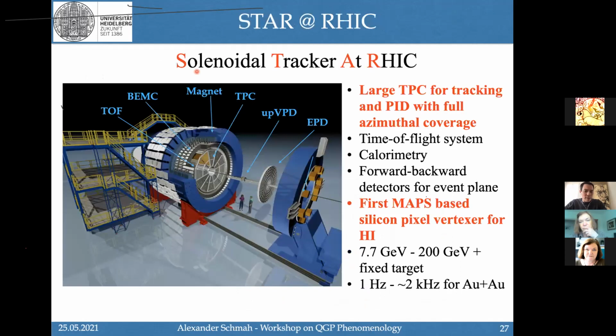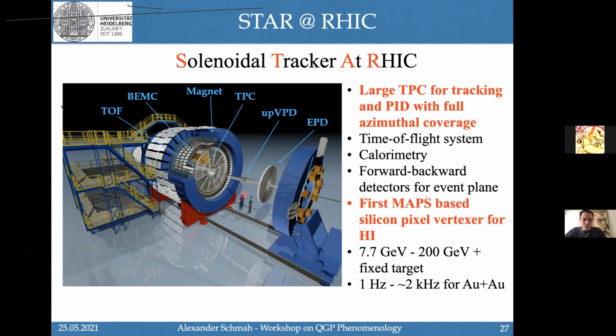So now I come to the STAR experiment. This is a solenoidal tracker at RHIC. At the time it was built, it had the largest TPC for tracking. Again, this is not only used for tracking, but also for particle identification, I'm going to show you on the next slide. You see, this is now surrounding the interaction point. It's a collider-based experiment, so you have full azimuthal coverage, large coverage in pseudo-rapidity, and excellent tracking capabilities, actually.